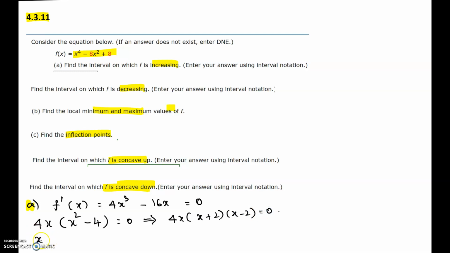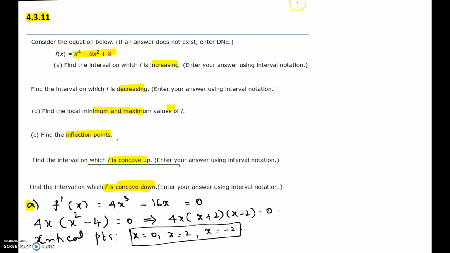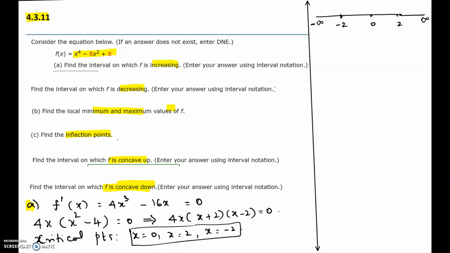So the critical numbers, the critical points, occur at x equal to 0, x equal to 2, and x equal to negative 2. So we can divide the interval into 4 parts: negative infinity to negative 2, negative 2 to 0, 0 to 2, and 2 through infinity. We are marking these points 0, 2, and negative 2 on the number line and dividing the interval.